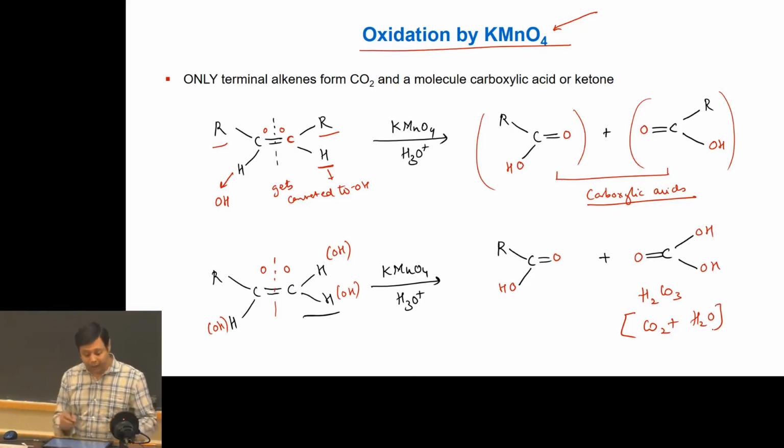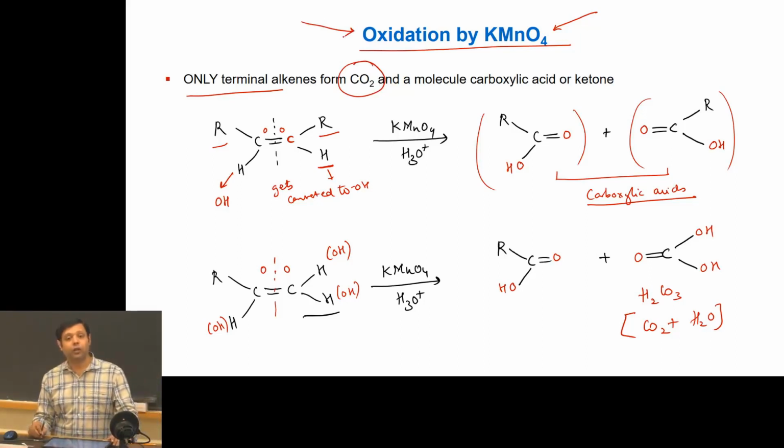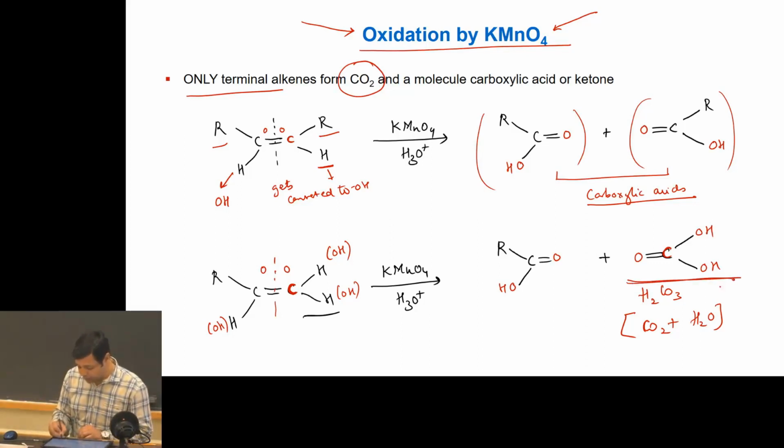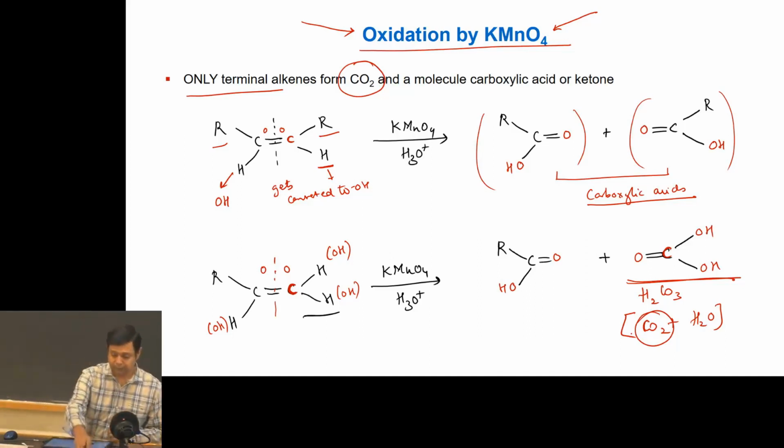So only terminal alkenes form carbon dioxide upon oxidation by KMnO4. And the carbon of the carbon dioxide is coming from one of the double bonded carbons. So that terminal carbon of the double bond gets converted to this molecule, which further produces carbon dioxide. All right. So that is about oxidation by KMnO4. Let's look at some examples.